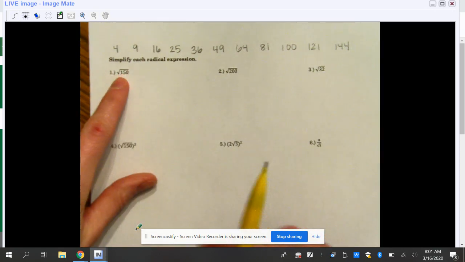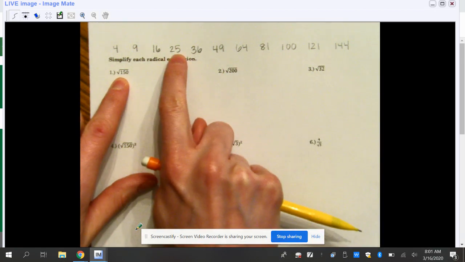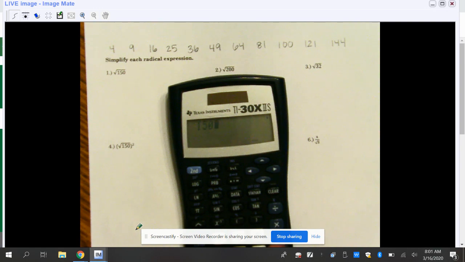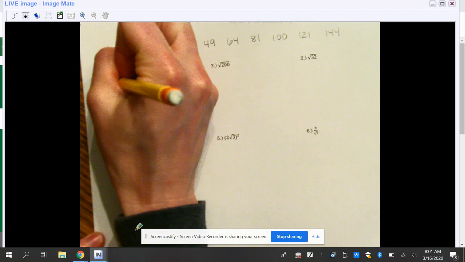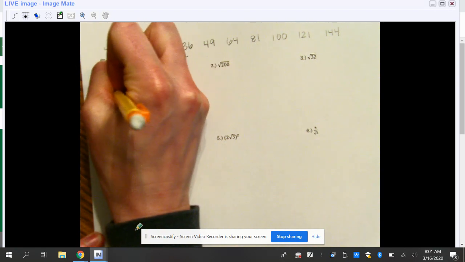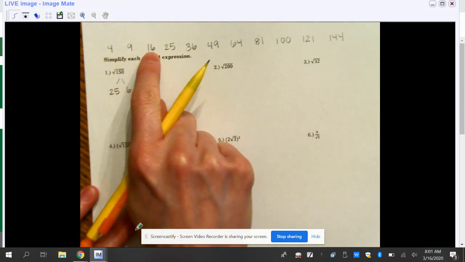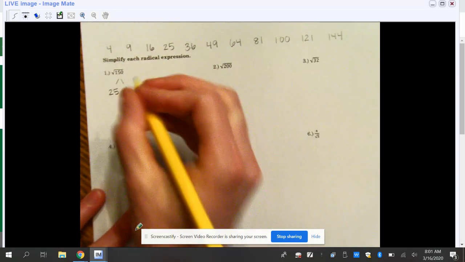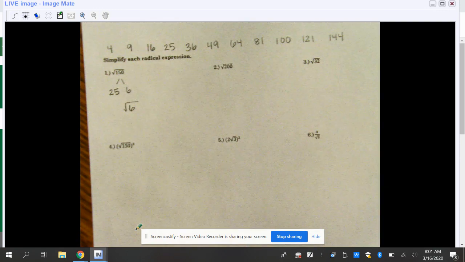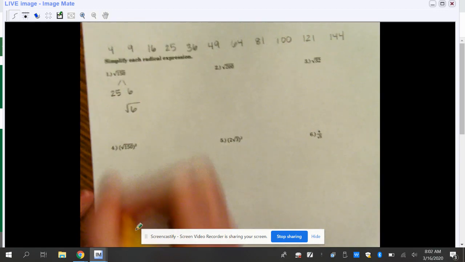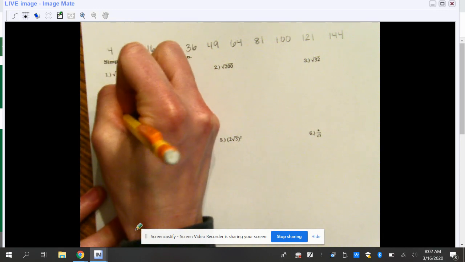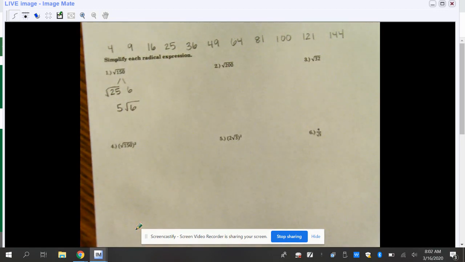When I see 150, the 25 is what jumps out to me. So what's 150 divided by 25? 6. So I can break this down to 25 and 6. There is not another perfect square that goes into 6, so that means 6 cannot be simplified. It has to stay under the radical. And then the square root of 25 is 5, and so that would be my answer.